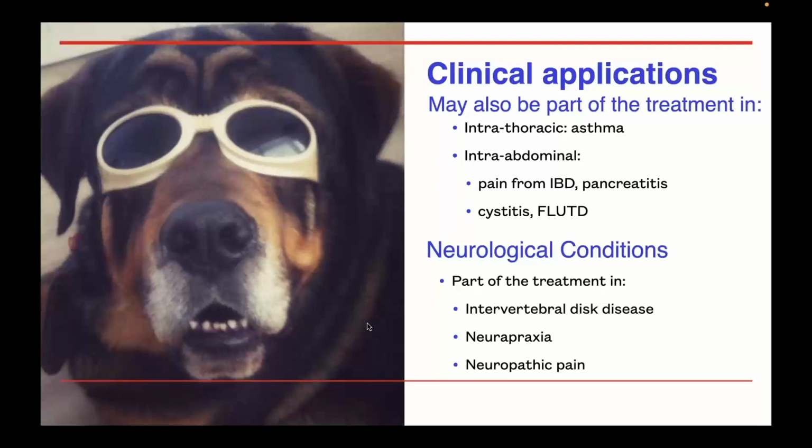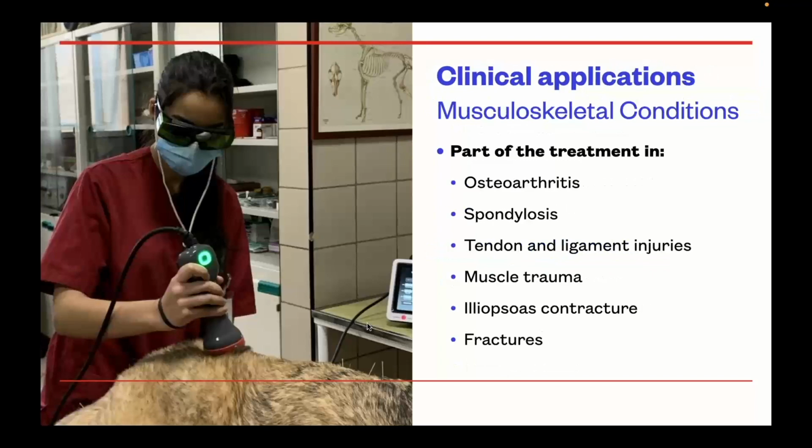For neurological conditions, probably the top two targets would be neuropathic pain, like the pain associated with, but not exclusive of, osteoarthritis, and IVDD as an adjunct treatment after surgery, or for the conservative management when surgery is not indicated. And of course, we also use laser therapy as part of the treatment in osteoarthritis, spondylosis, injuries in tendons and ligaments, muscle trauma, muscle contractures like iliopsoas contracture, and fractures.